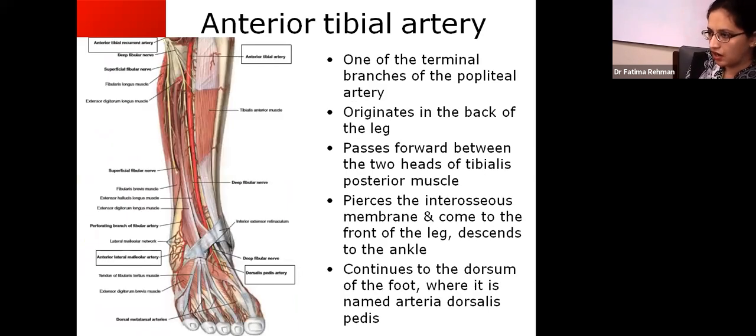The anterior tibial artery, one of the terminal and a larger subdivision of the popliteal artery, actually originates at the back of the leg. But what happens is that it passes through the biheaded origin of the tibialis posterior muscle, and over there it pierces the interosseous membrane and comes to lie anteriorly on the front of the leg, on the anterior aspect of the leg. Then it descends down anteriorly.